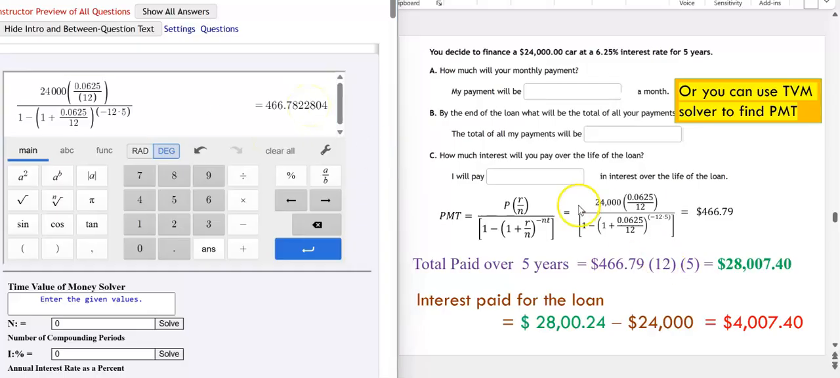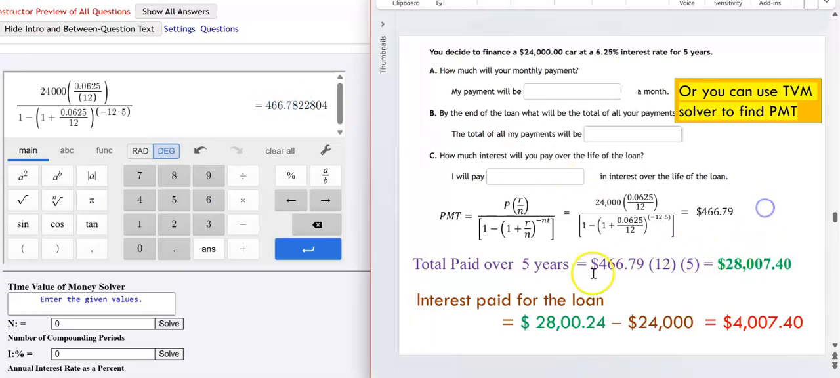and you get 466.7822. But your monthly payment is always rounded up to the nearest cent, not regular rounding, unless said otherwise. Here it doesn't say anything, so always round up. So this is going to be $466.79. Even though the next digit is 2, we round it up to 79 cents. That's the monthly payment, so that's part A.